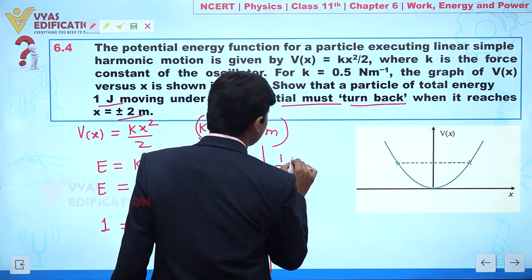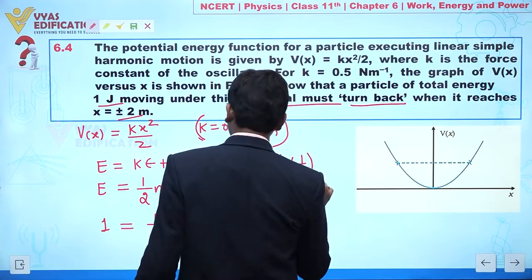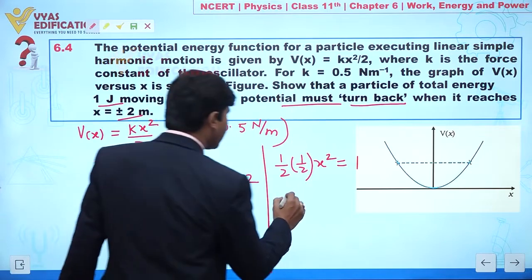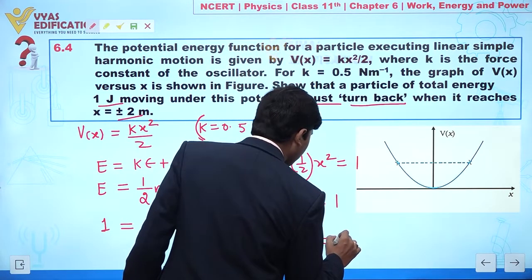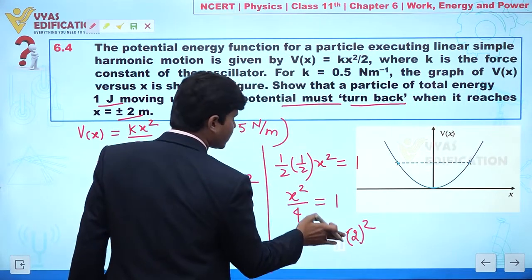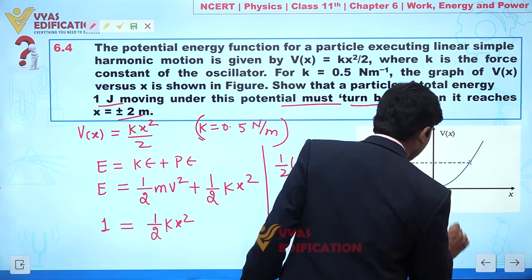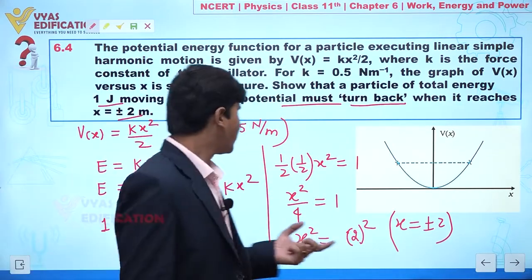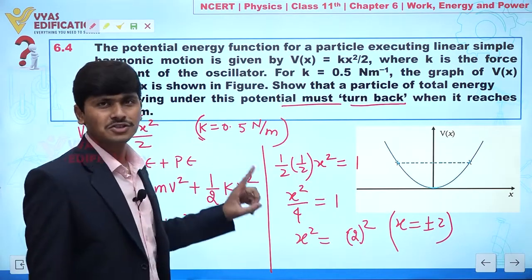So I can say 1 by 2 times the value of k, which is 0.5. So this is 1 by 2, times x square, and this is equal to 1. Clear? So from here I can write x square by 4 equal to 1. So x square equals 2 whole square, or you can say like this. Clear? So from here you can say x equal to plus minus 2. It means we are getting two positions at which the velocity is 0, or we can say the total energy is 1 joule. Clear?